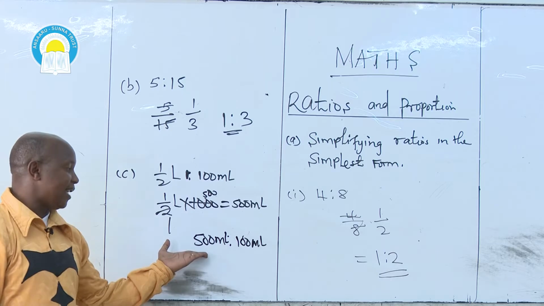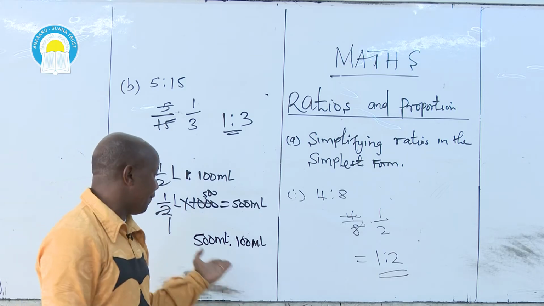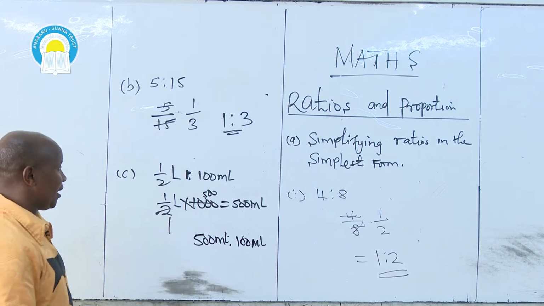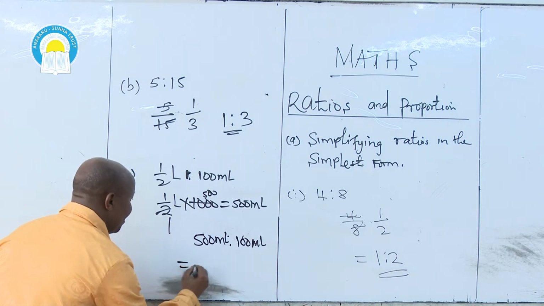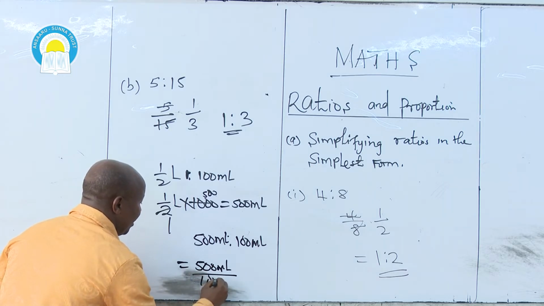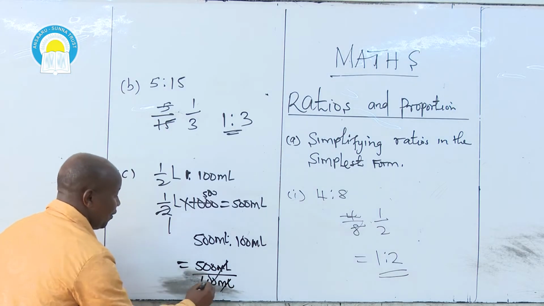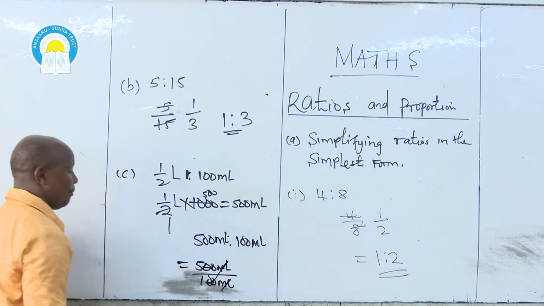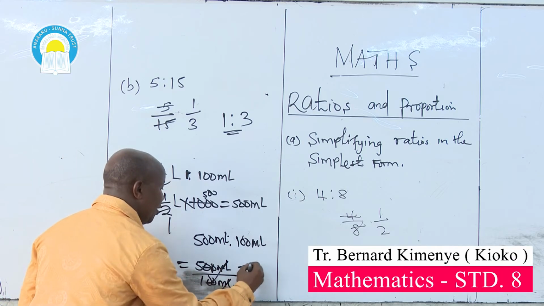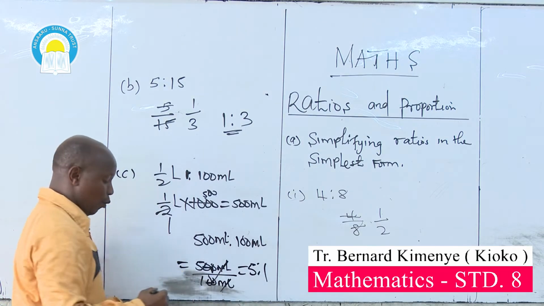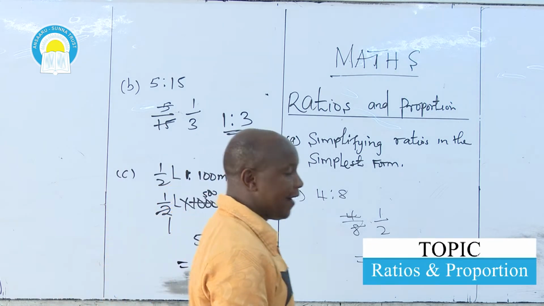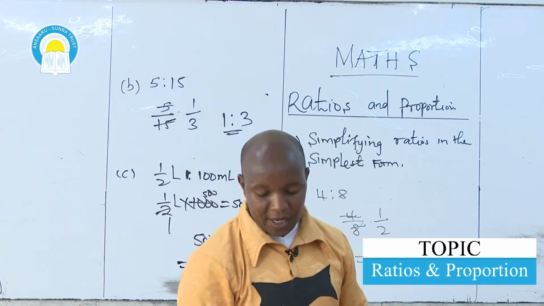In my case here now, I'm going to start with the first one as the numerator, then the second part as the denominator. So I have 500 milliliters over 100 milliliters. Milliliter will go, then 2 zeros will go. So my answer is now 5 over 1. Written as a ratio, that will be 5 ratio 1. That's how you simplify ratios in the simplest form.